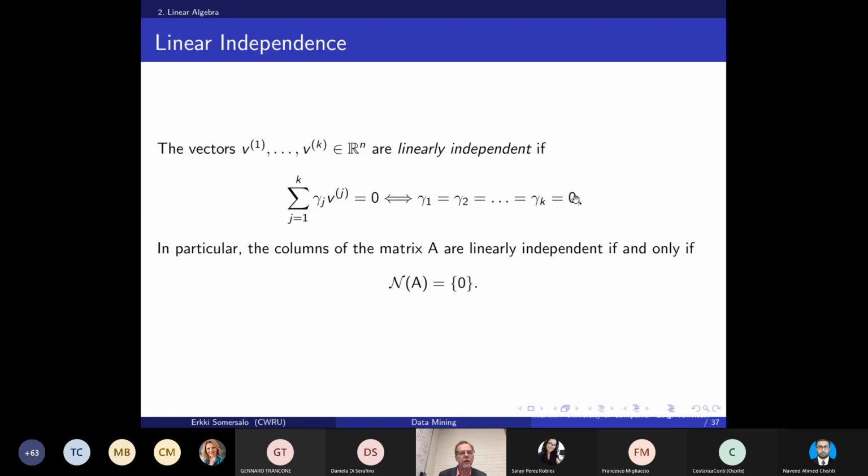Another way of saying this linear independence is that you cannot represent any one of those vectors as a linear combination of the others. So that's what linear independence means, that no vector of v1 to vk can be represented as a linear combination of the others. So they are independent of each other in that sense.